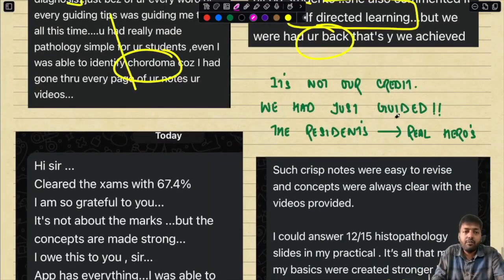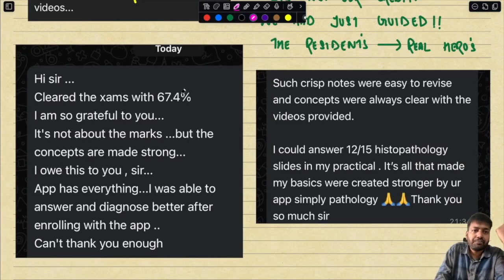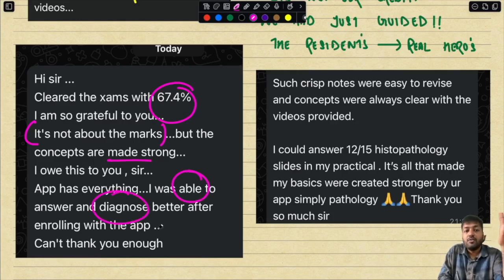Okay. And always remember, like this student also, that cleared the exam with around 68%. 68% is not less at the level of MD. Please remember what the student has written. Understand, this is what our goal is. It is not about the marks, but the concepts are made strong. So this is very important. I was able to answer and diagnose better. So these are some of the important aspects that you have to keep in mind.